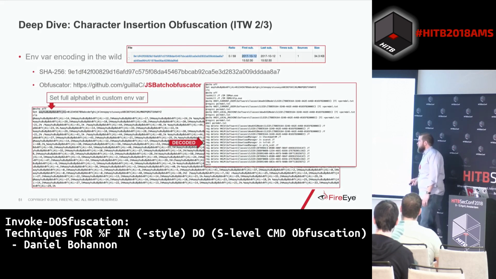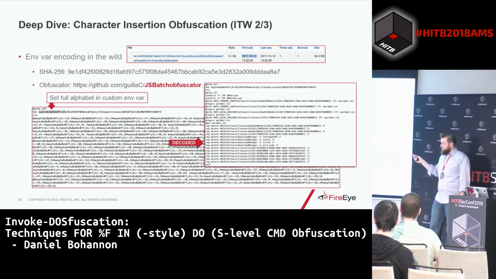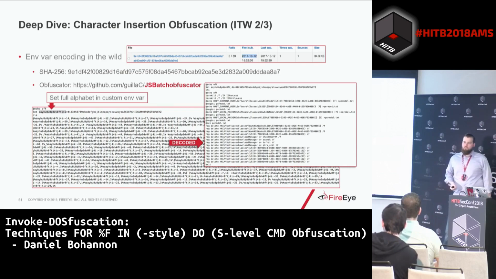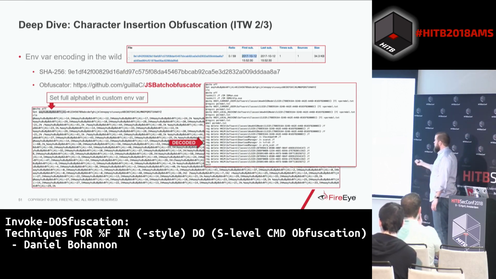Another one here, this is produced from a really cool tool. It's like one of the smallest obfuscators I've ever found. The source code is really small, but it's a really cool concept. Basically, instead of using known environment variables, you just start a batch file with the full alphabet in a custom environment variable, and then the rest of your payload is substrings of that custom environment variable. This is an open source tool. It's been out for, I think, 2 years now, and here's a decoded version of that command.